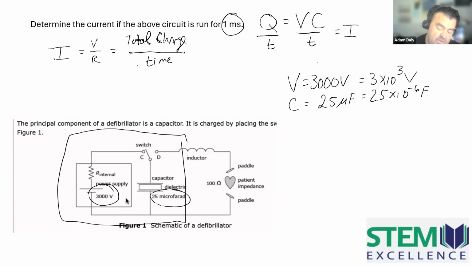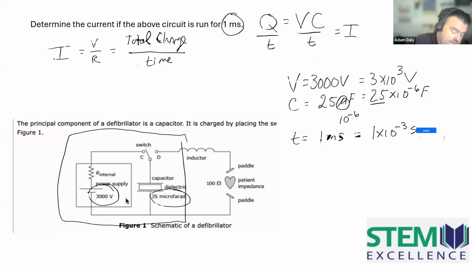I'm not going to change the 25. I'm just going to take my micro, which I know is 10 to the minus 6, and substitute for it. I'm going to leave 25 as it is. I don't want to move it around. We also have time, so time is equal to 1 millisecond, which is the same as 1 times 10 to the minus 3 seconds.